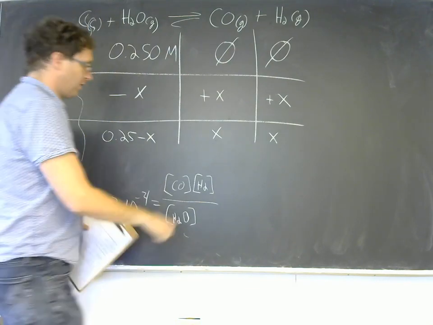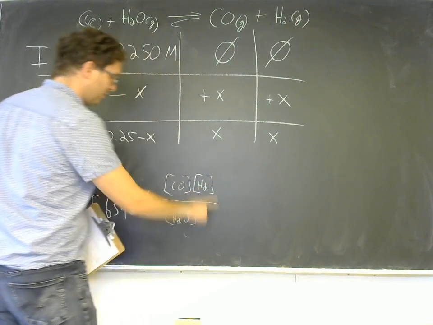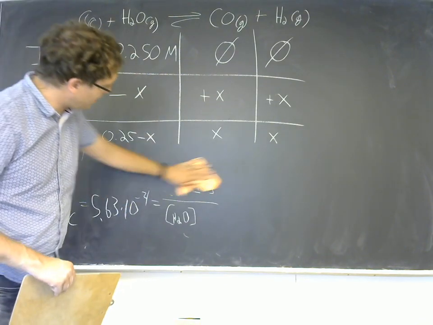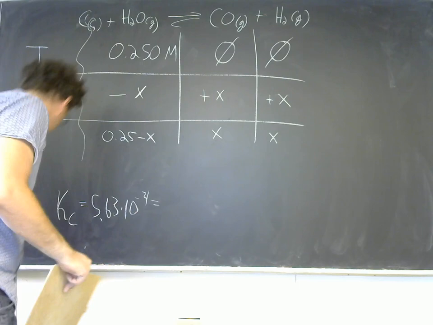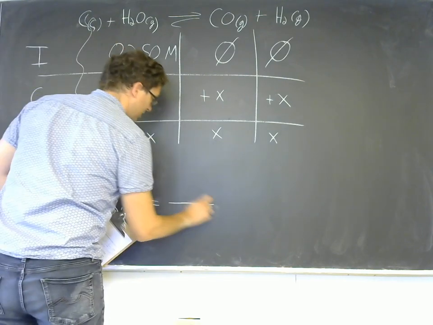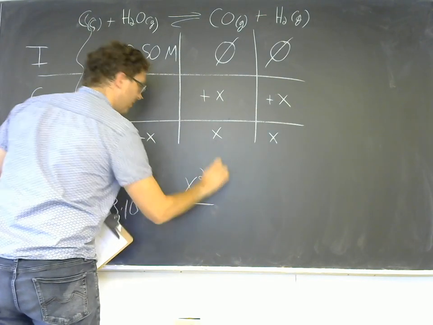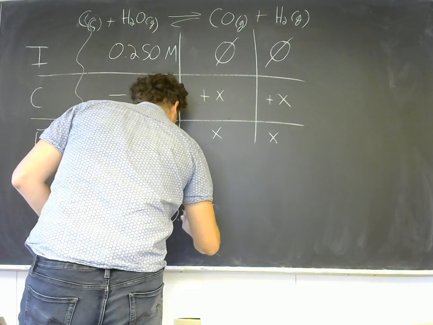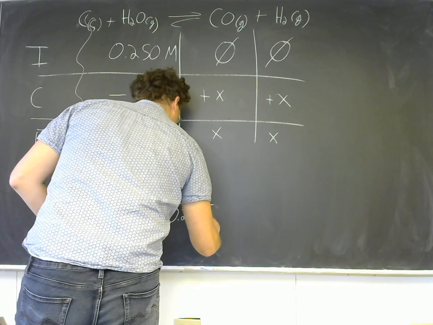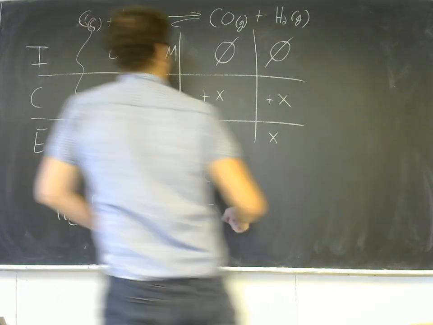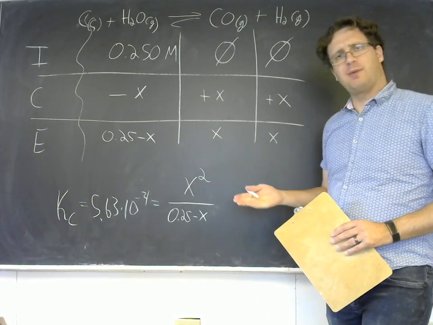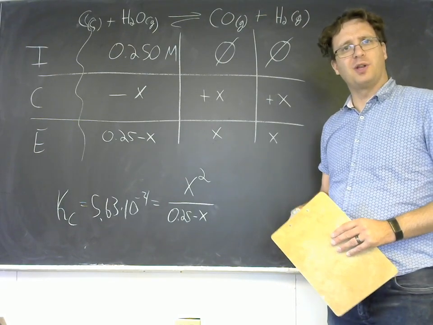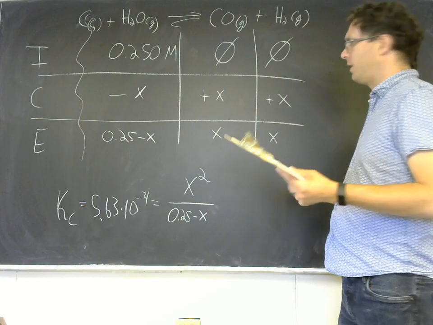Now we can go ahead and put those values into our equilibrium expression right here. That carbon monoxide concentration times the hydrogen gas concentration, that's going to be x squared. And then the water concentration is 0.25 minus x. Okay, now let's see if we can make this equation a lot simpler. I don't want to do the quadratic formula. I hope we can avoid doing that.